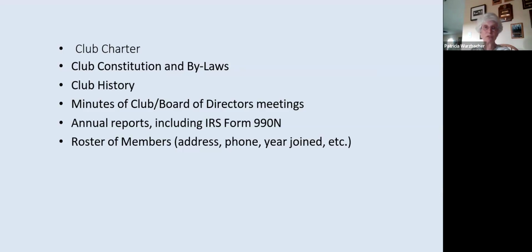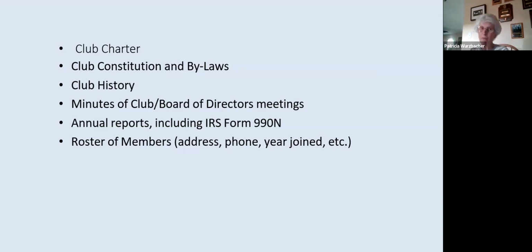Next, these are things you should carry with you to the meeting. This is probably why people ask me why my binder is so thick. I do carry the club charter in case we need it. I have the club constitution and bylaws. I don't carry the club history.